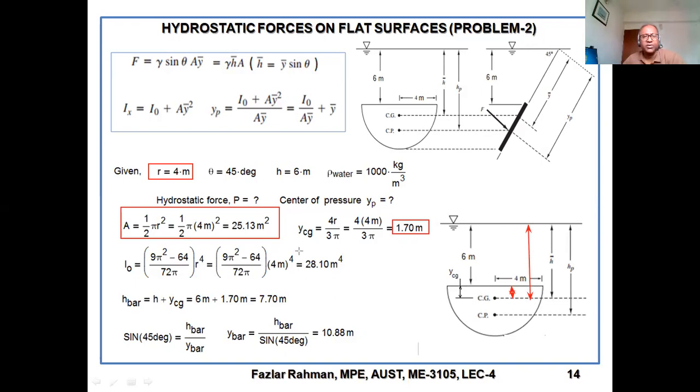Then we need to figure out the I naught by this formula. You got the I naught. Then H bar you have. Now how can we get the Y bar? You see, you figured out this is the location of CG. So you already figured out this height equal to 7.7. Now how can we figure out the Y bar from here, the inclined distance? Just use the sine theta, right? So sine theta equal to H bar by Y bar. H bar you got, the vertical depth. So Y bar is coming 10.88 meter, right out here.